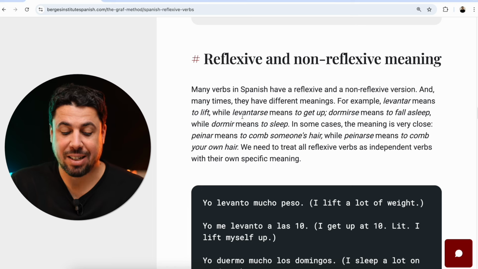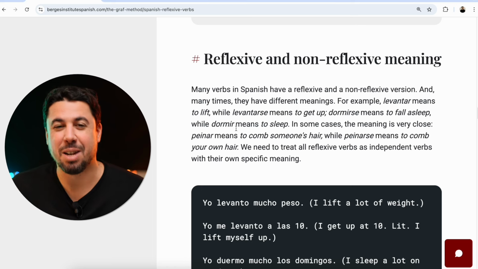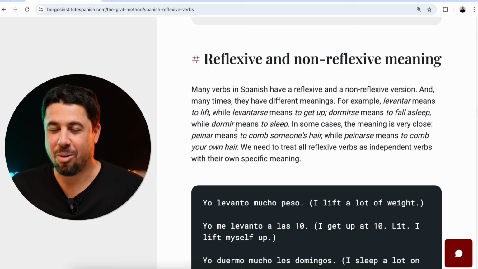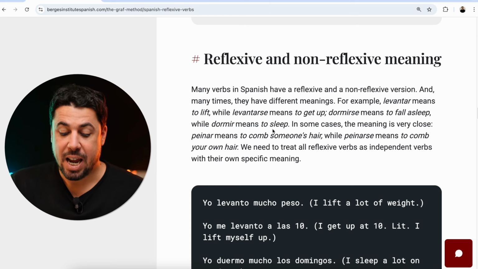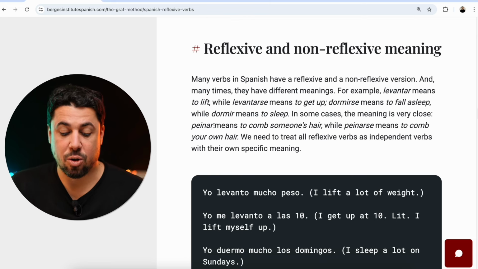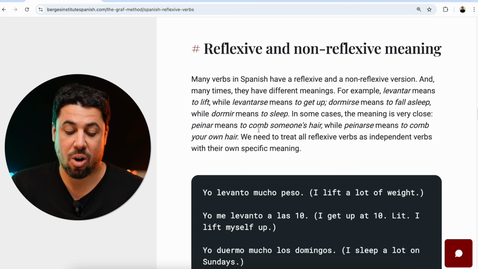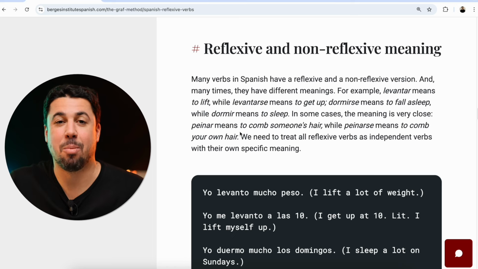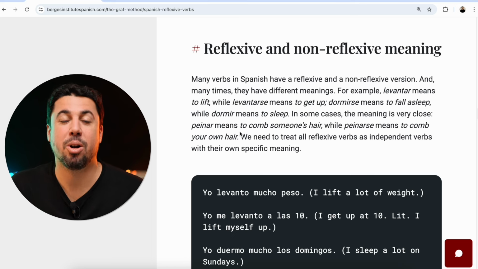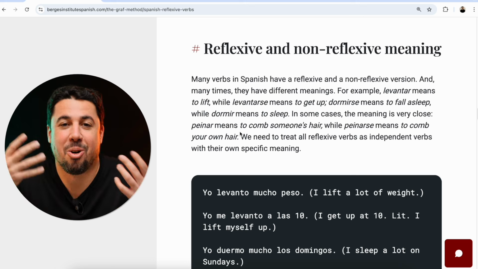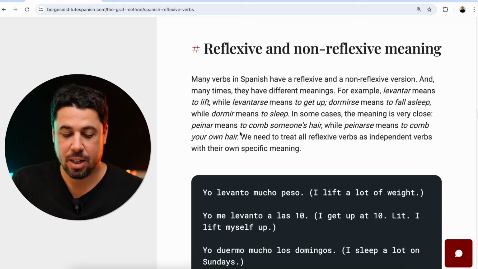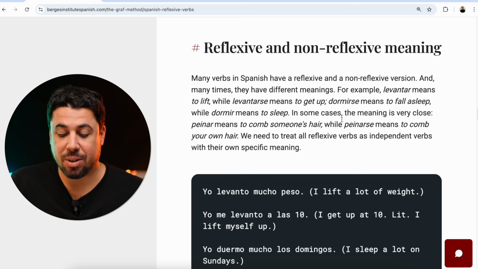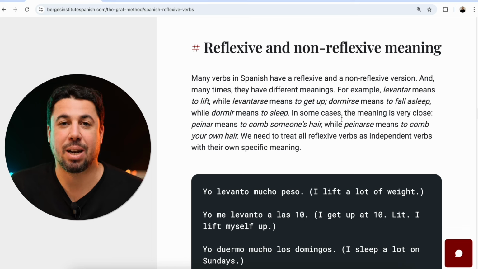Dormirse means to fall asleep, while dormir means to sleep. Two different meanings. So they are related, but they are not the same. In some cases, the meaning is very close. Peinar means to comb someone's hair, while peinarse means to comb your own hair. Same for afeitar or afeitarse, to shave someone if you work in a barber shop, or to shave your own face, to shave yourself. So we need to treat all reflexive verbs as independent verbs with their own specific meaning.